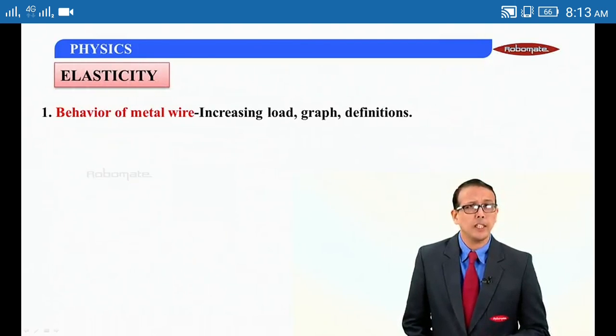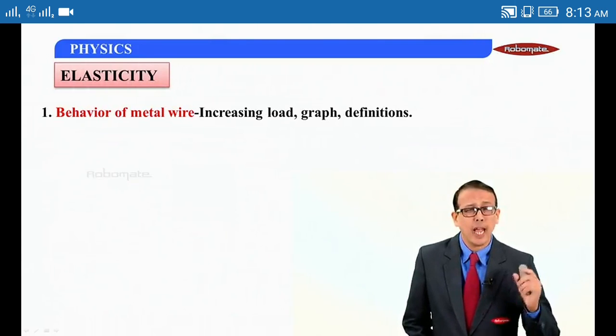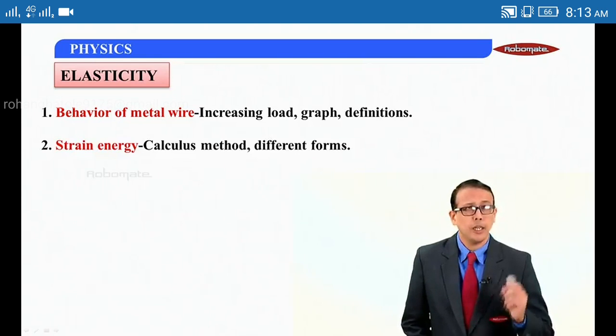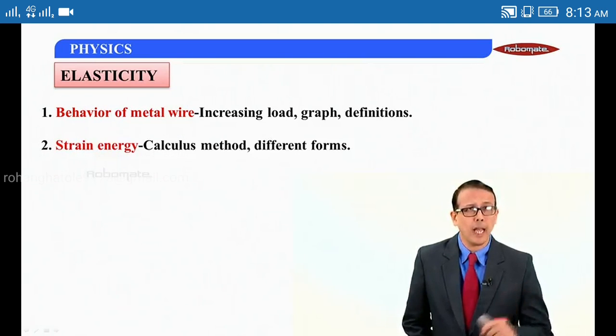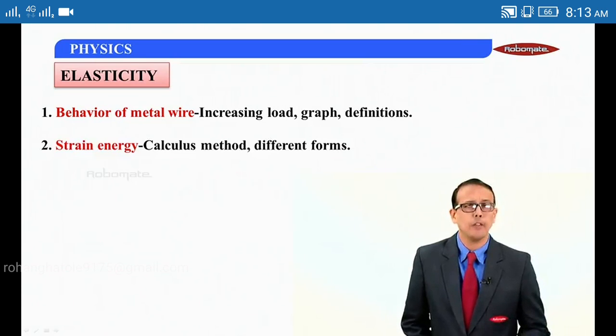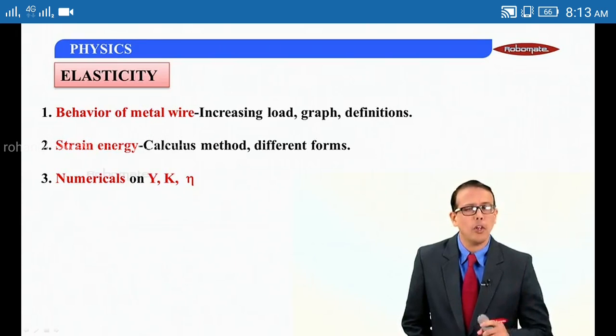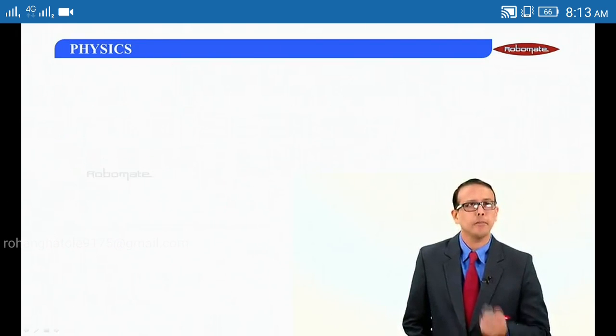So to begin with, elasticity: the behavior of a metal wire under increasing load, the graph, the conclusions and important definitions in it. Strain energy, the expression for strain energy by the calculus method and its different forms. And also numericals on Young's modulus, bulk modulus and modulus of rigidity.